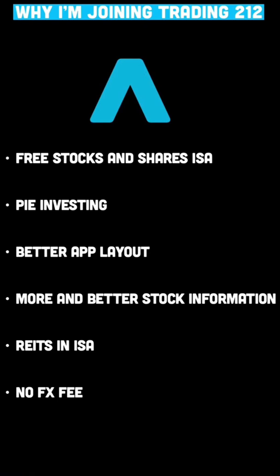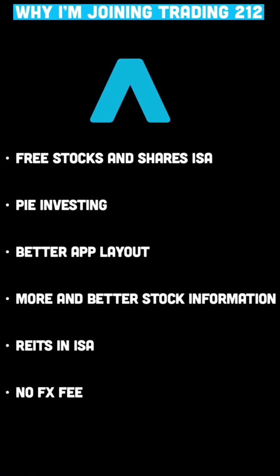So number one is free stocks and shares ISA. Basically, on Trading 212 you don't have to pay a fee for owning an ISA, whereas with Freetrade it's £3. Also Pie investing, which I'll get into a little bit later on, which is basically like owning your own ETF within your portfolio, which you can add your own stocks to, but obviously, like I said, I'll get into that.